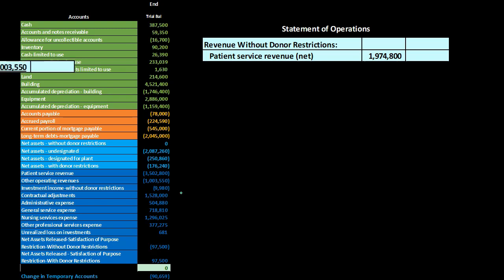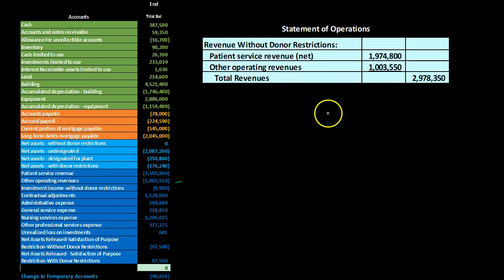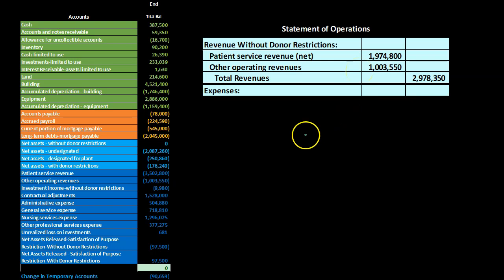Then we're going to be having the other operating revenues in a credit balance here. Of course, they're going to be on the inner column here. No debits and credits. They're on the inner column because it's a subcategory, not because it's representing any type of debit and credit. That then is going to give us the total revenues as we add up the 1,974,800 and the 1,003,555.